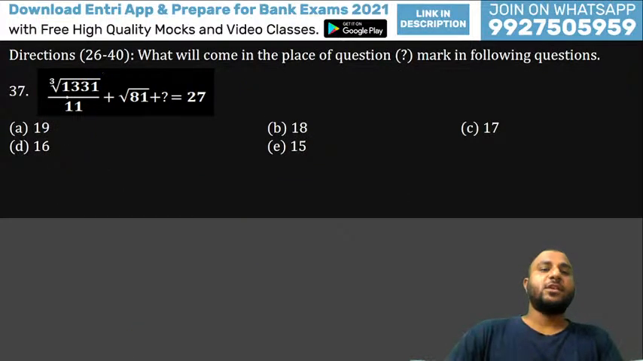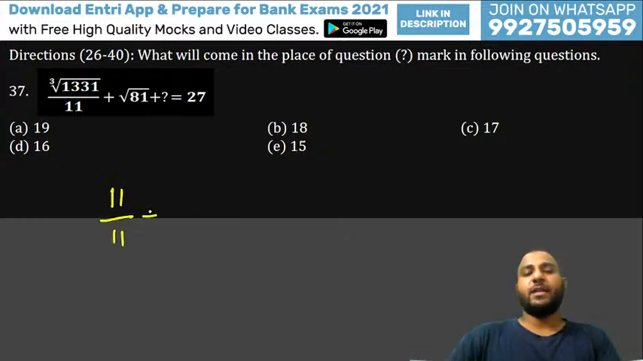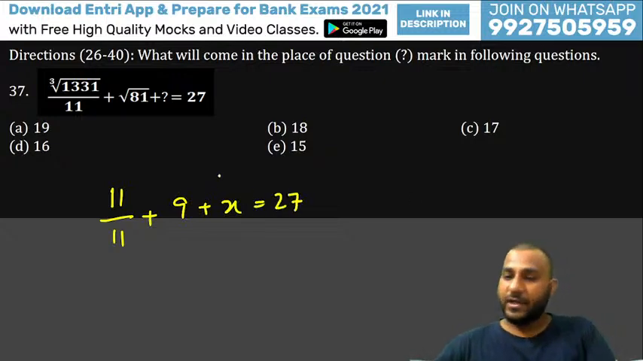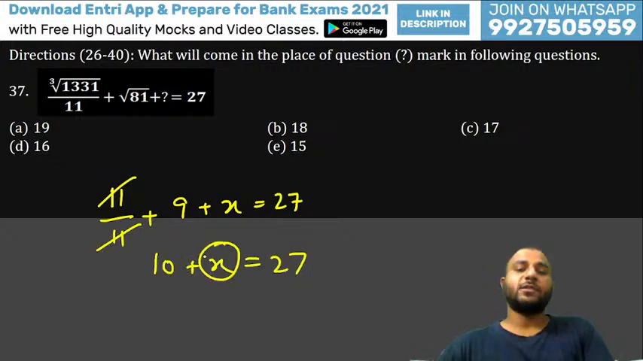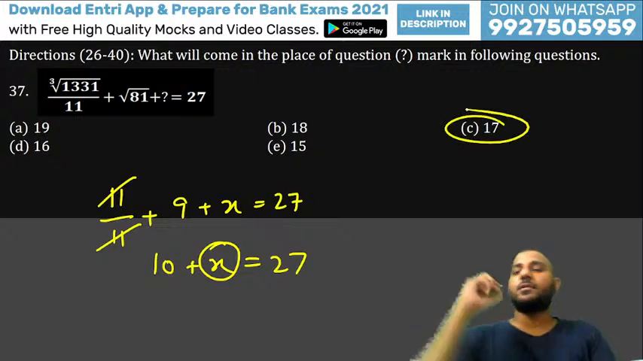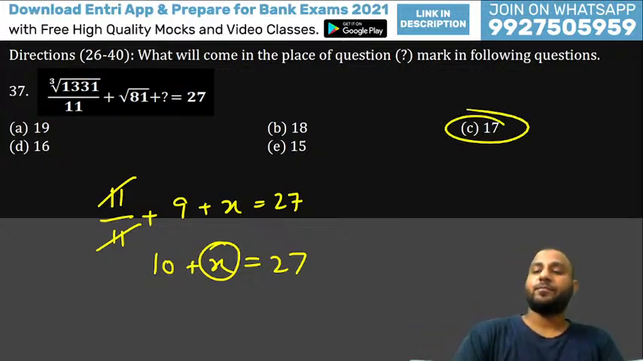Look at this. Cube root of 1331 will be equal to 11, divided by 11, plus 9 plus x is equal to 27. Yes, very good. Everybody is saying the answer correctly. So 10 plus x equals 27, which means the value of x is 17. Option C will be the correct one. I hope you all will get the answer.